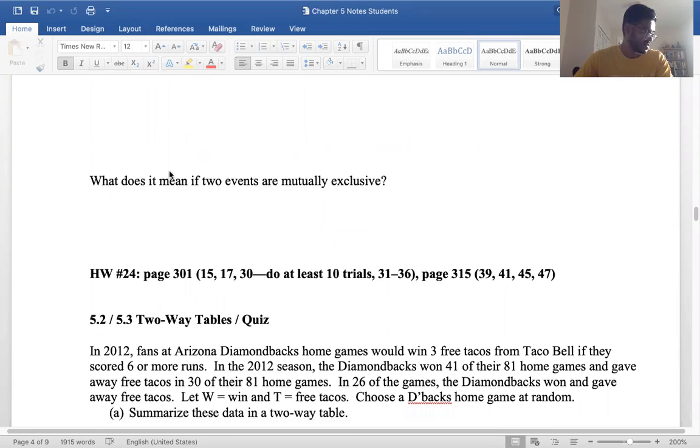That leads to the important idea of mutually exclusive, meaning that they have no intersection. So when I draw this out, you just have, here's event A, here's event B. That's kind of how this works.